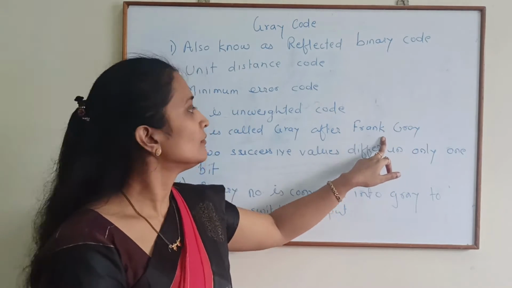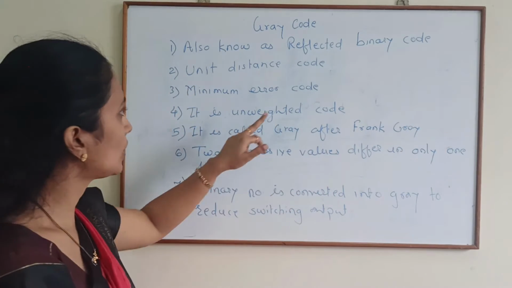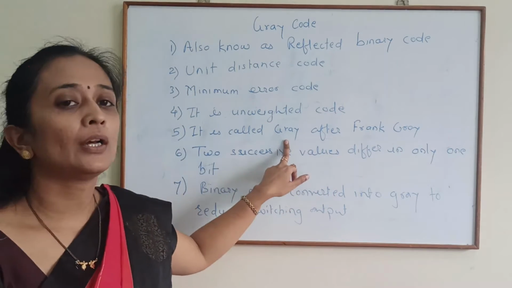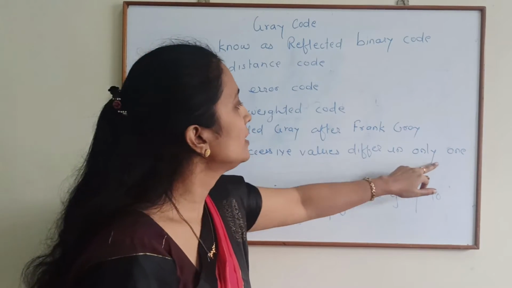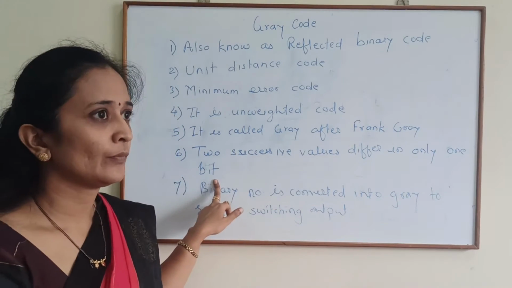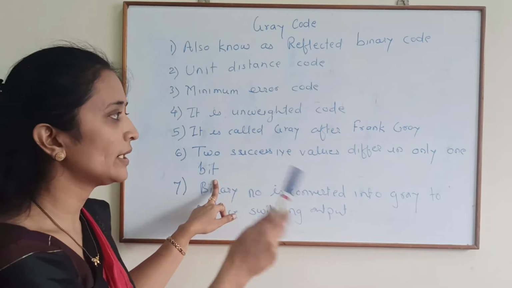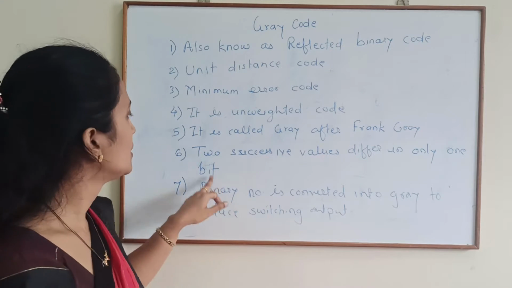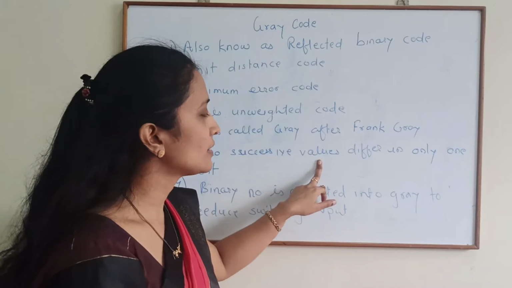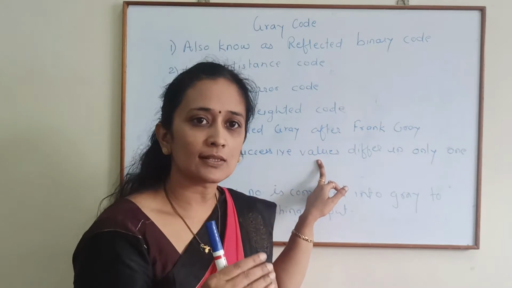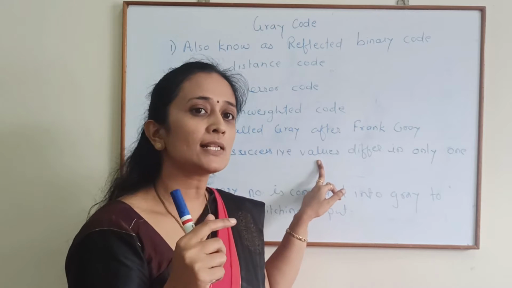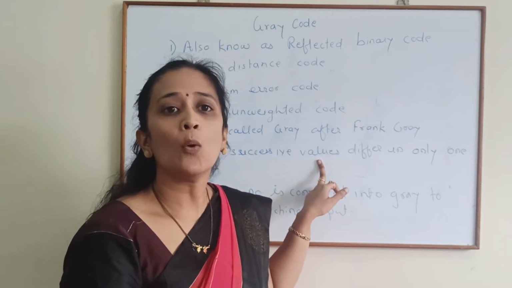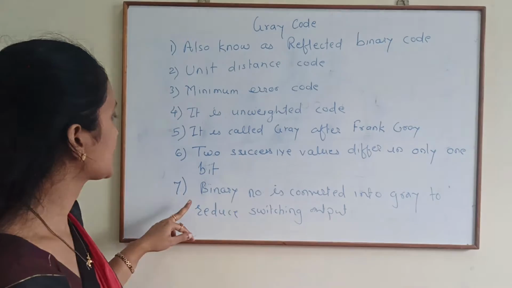Therefore, after Frank Gray, we call this number system the Gray code number system. Two successive values differ in only one bit. Don't forget this; I will explain it in the next concept. Two successive values means like 5, 6, 8, 9, 1, 2. Two successive numbers differ in only one bit. How, I will explain.